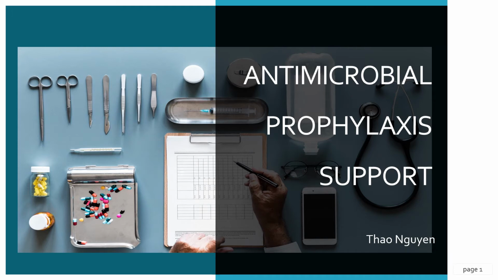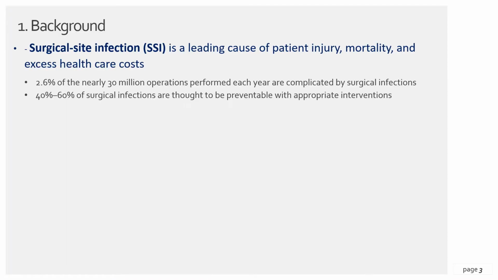Today I will present about the antimicrobial prophylaxis support system. Surgical site infection is a leading cause of patient injury, mortality, and excess healthcare costs. Each infection can increase the length of hospital stay, the likelihood of an intensive care unit stay, and the incidence of readmissions, as well as increase the risk of mortality.